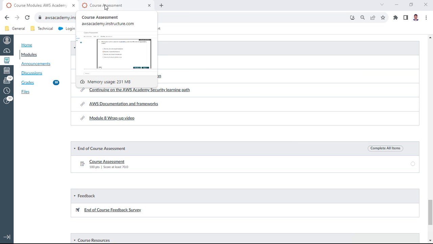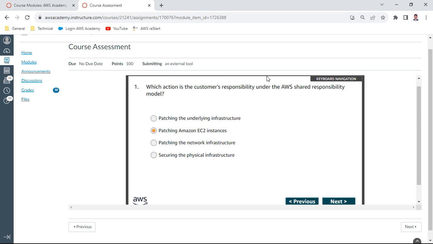So here I have this course assessment. The 25 questions come randomly. I will try to answer and record this session. The first question: which action is the customer's responsibility under the AWS shared responsibility model? I have given patching Amazon EC2 instances, which is completely the customer's responsibility under the shared responsibility model.